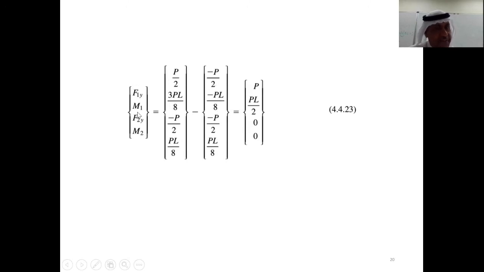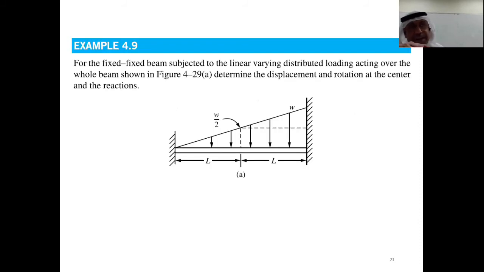Look at the reaction at the free end, 0, 0, because there is no support. And you have only this one here. How can you do it? Triangle. It's nothing, right? You just go to the table, find the fixed end moment, reverse it. That is F naught.